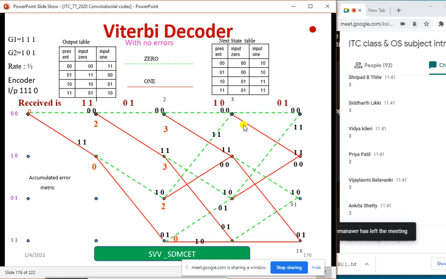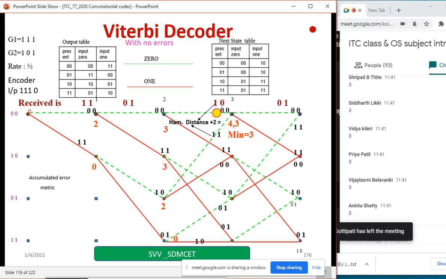But what I have to do? I have to keep the minimum. 4 comma 3 I am having. Whichever is minimum, that I have to keep here, 3. Similarly, I have to find out for this. Now it is 1 0, 1 1. You calculate the Hamming distance and add the previous Hamming distance. You will get a 1.